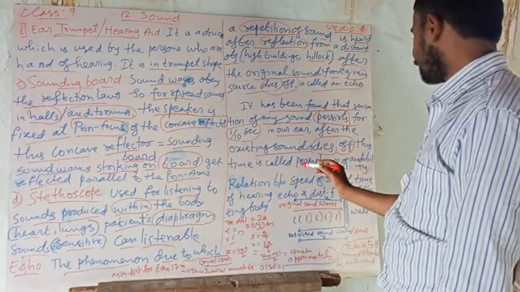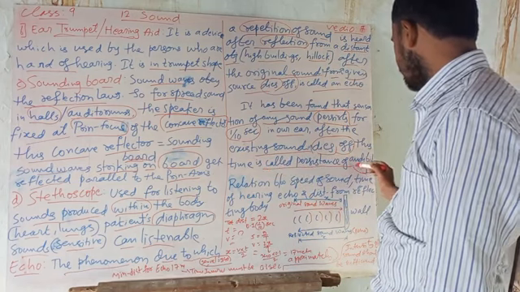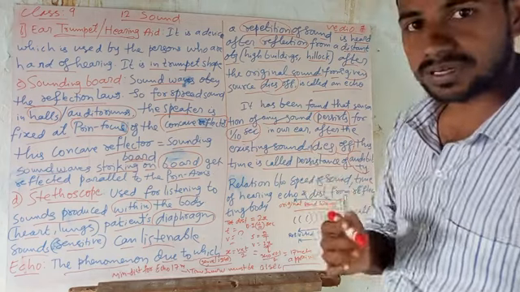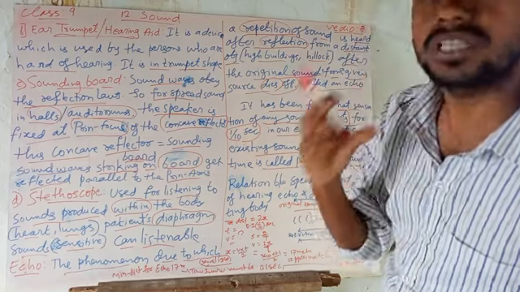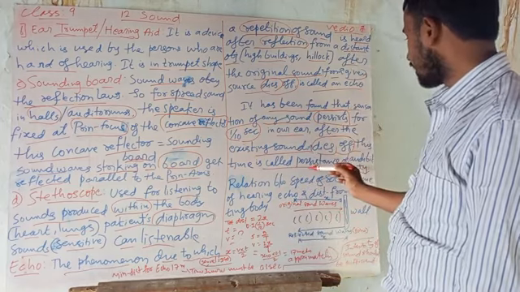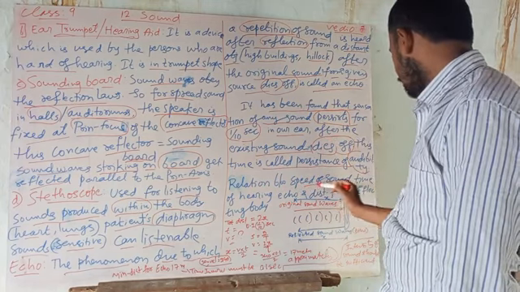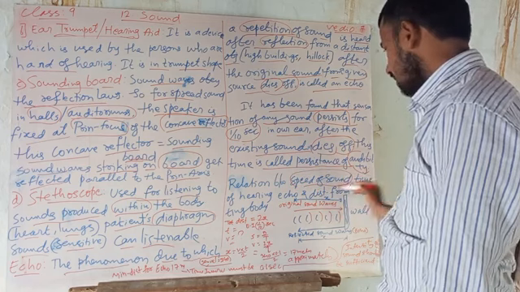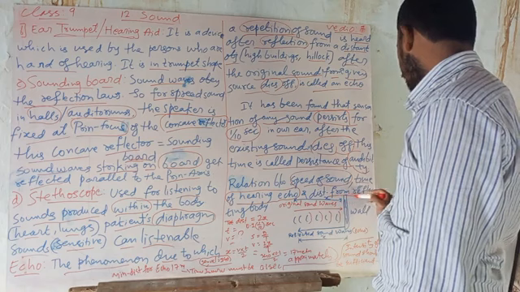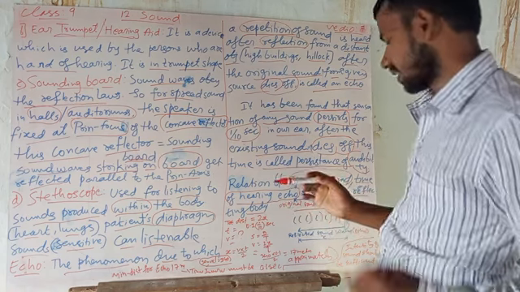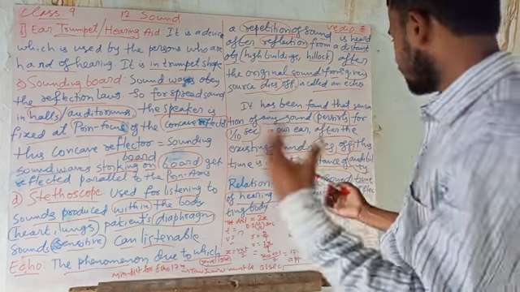Look here. This time is called persistence of audibility. Persistence of audibility means the original sound should be heard within 1 by 10th second. That is called persistence of audibility. The relation between speed of sound, time of hearing the echo, please keep these two in mind, and distance from the reflecting body. Three points are there: distance, speed of sound, time of hearing. So what is the relation between them?